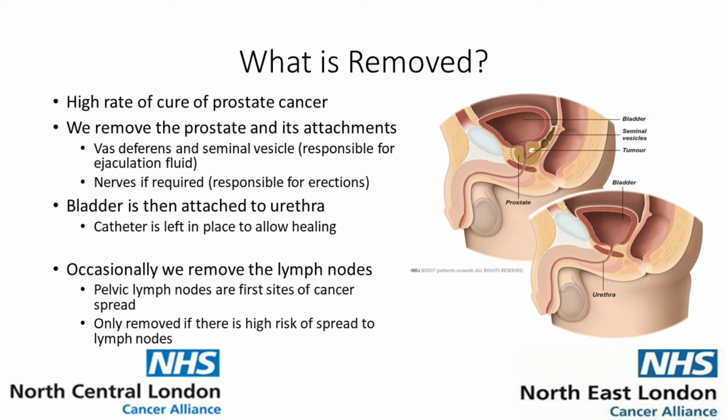So the prostate is removed with its attachments, including the vas deferens and the seminal vesicles, which are responsible for ejaculation fluids. The nerves, if required, depending upon where the cancer is, that are responsible for erections. The bladder is then attached to the urethra or water pipe with a catheter left in place to allow for healing. In some men, the lymph nodes are also removed in the pelvis, as the pelvic lymph nodes are the first sites of cancer to spread. These are only removed if there's a high risk of spread and will be discussed with you prior to your operation.